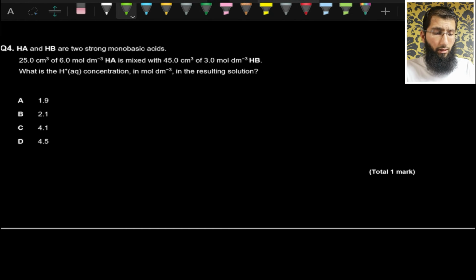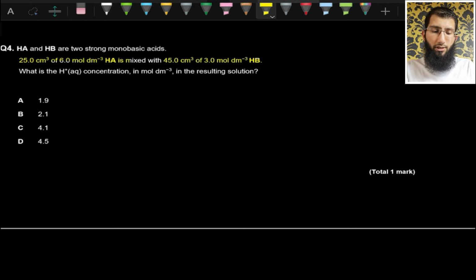And moving on to the last question that we've got here, question 4. We've been told that HA and HB are two strong monobasic acids. So they're strong acids, meaning they fully dissociate. You're told the volume and the concentration of HA and HB. So that's 25 centimeters cubed of HA of concentration 6 molar and 45 centimeters cubed of 3 molar HB. You've been asked, what is the H plus concentration in moles per decimeter cubed in the resulting solution?